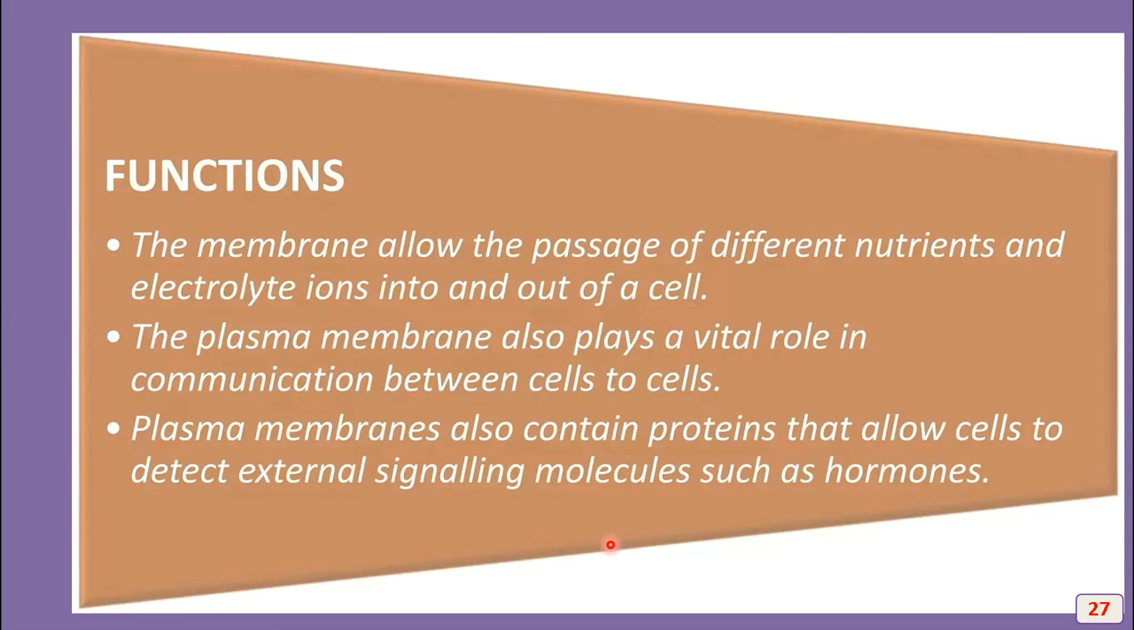Hundreds of nutrients are required by the animal or human body, and they still synthesize whenever they get the raw materials. Then the plasma membrane also plays a vital role in communication from cell to cell. Just like us, they are unable to talk with each other. Hence, they send certain signals and communicate with the other cells or their counterparts.